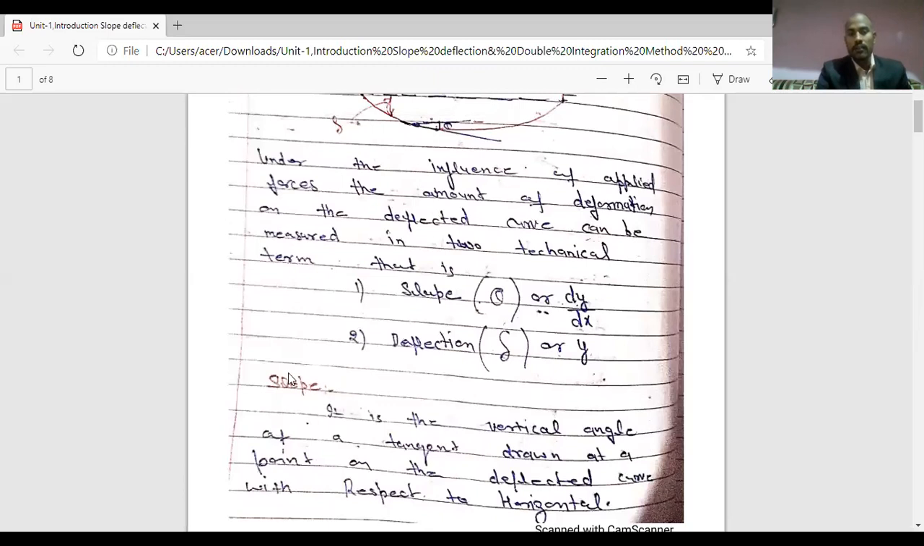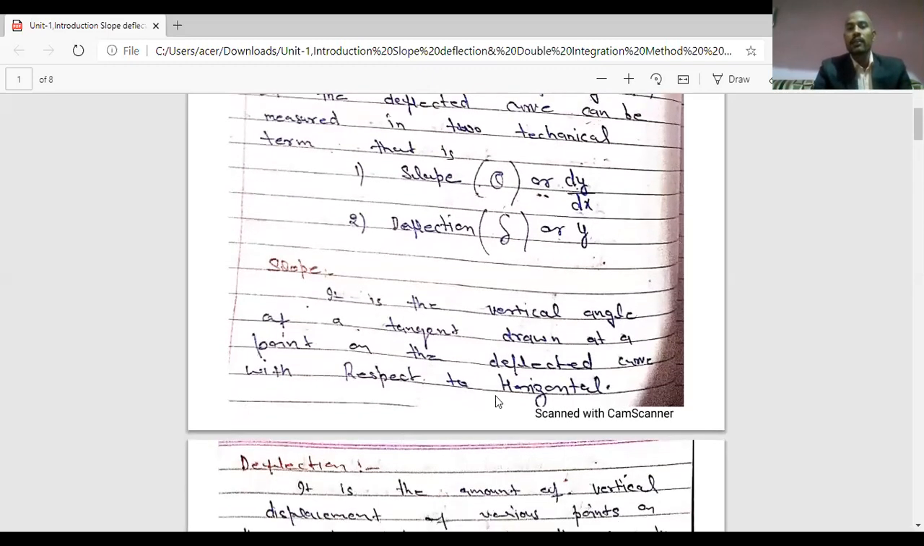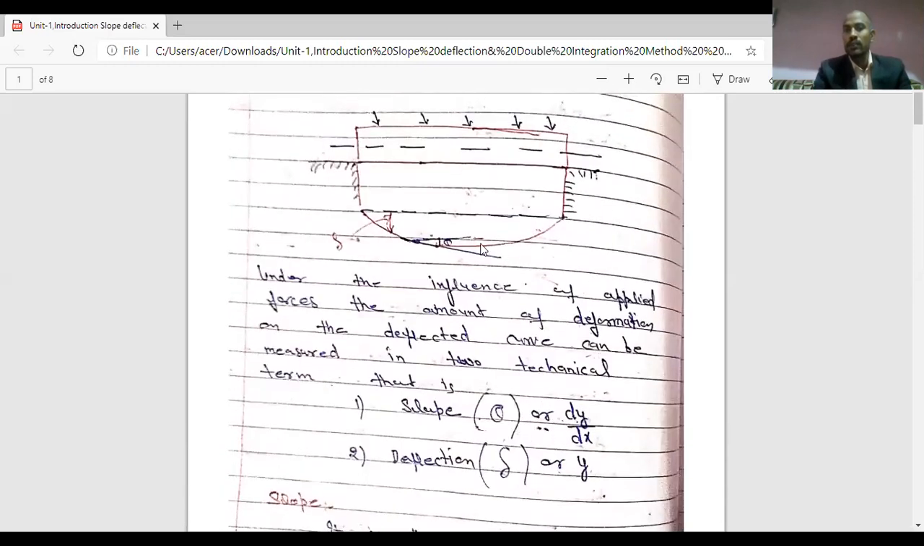So dear, now we see slope. It is the vertical angle of a tangent drawn at a point on the deflected curve with respect to horizontal. Here the slope of this point is measured as angle theta, right? If we draw that tangent on a curve and measure a vertical angle with horizontal, that is slope.